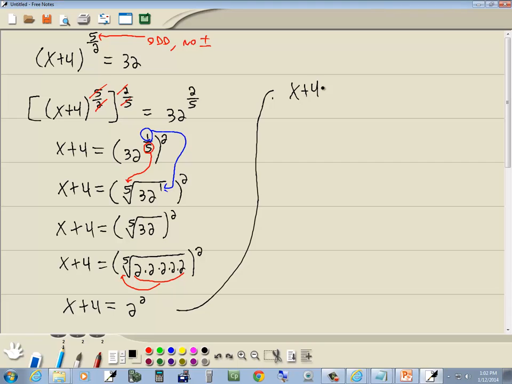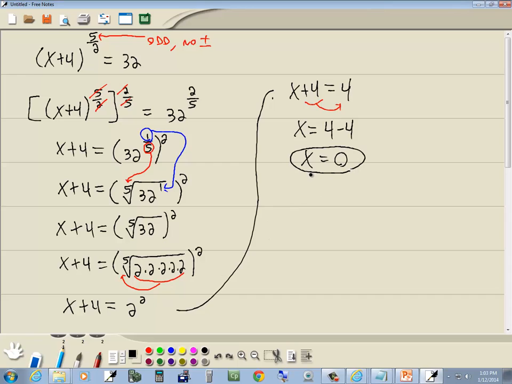So we got x plus 4 is equal to 2 squared, which is 4. And now it's just a linear equation. So I'll take this 4 and move it over. Anytime you take anything across the equals, the sign changes. So this positive 4 becomes a negative 4. And 4 minus 4 is 0. So x equals 0 is our answer.